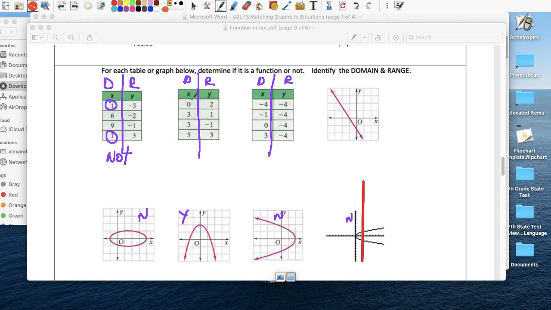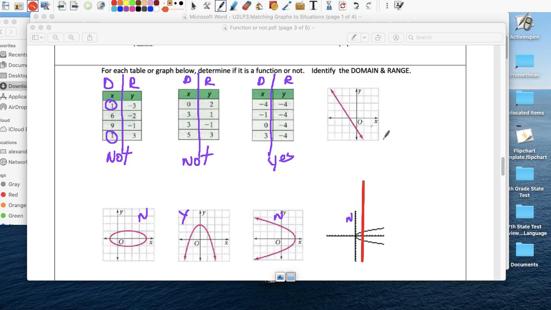This one, 0 goes to 2, that's okay. 3 has an output of 1, and then 3 has an output of -1. So again, not a function because the input 3 has 2 outputs. -4 has an output of -4, -1, -4, 0, -4, 3. This is a function, yes, because you can't look at whether they have all the same output. That doesn't matter. It matters if we have the same input having different outputs. Sorry, more than one output.